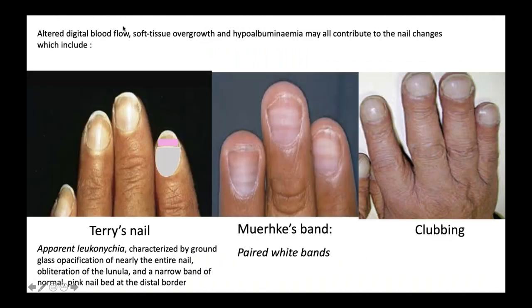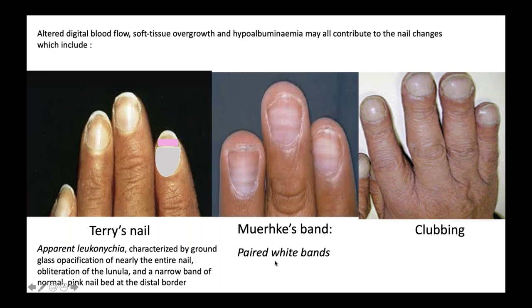So these are the three important nail changes, and these are the three underlying important mechanisms: altered digital blood flow, soft tissue overgrowth, and hypoalbuminemia. These all contribute to the nail changes. The first important nail change is Terry's nails. This is a form of apparent leukonychia, characterized by ground glass opacification of almost the entire nail, and so it leads to obliteration of the lunula. However, a narrow band of normal pink nail is visible at the distal border.